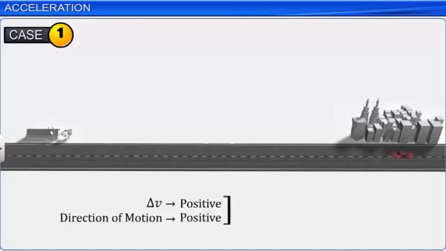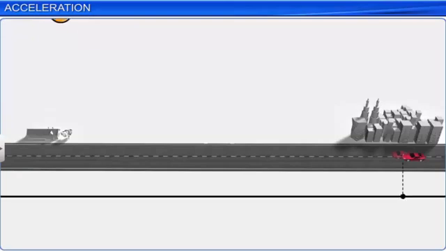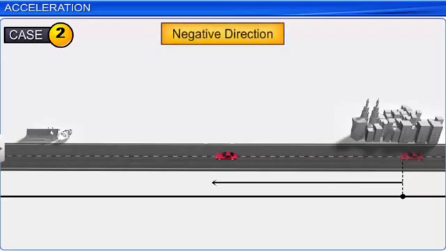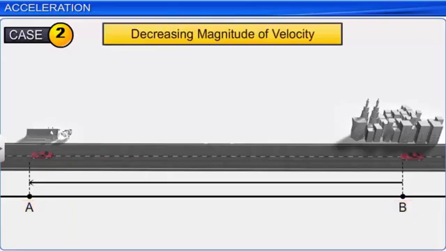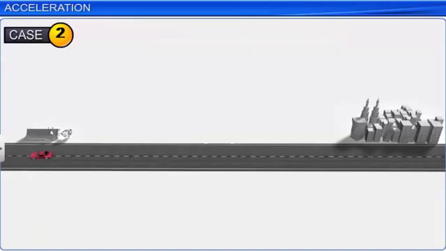Case 2. In this case, the car is moving in a negative direction, that is, from point B to A, with a decrease in the magnitude of velocity. Here, delta V is negative and the direction of motion is also negative. Since the product of two negative values is positive, acceleration in this case is also positive.